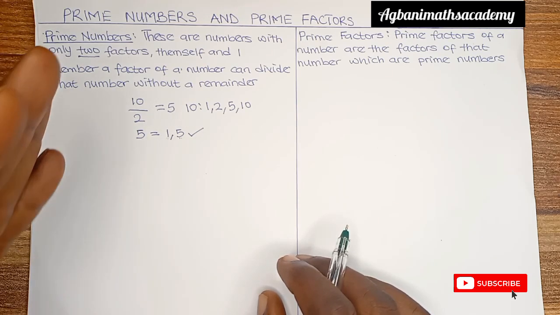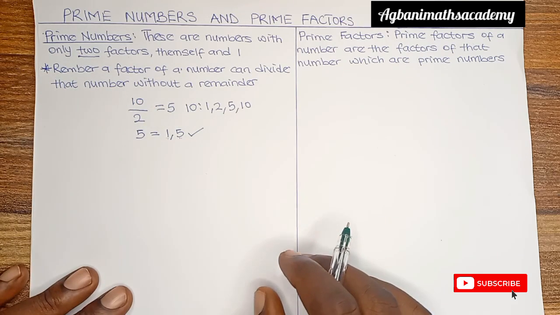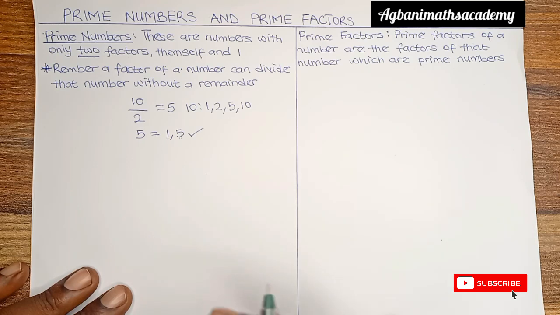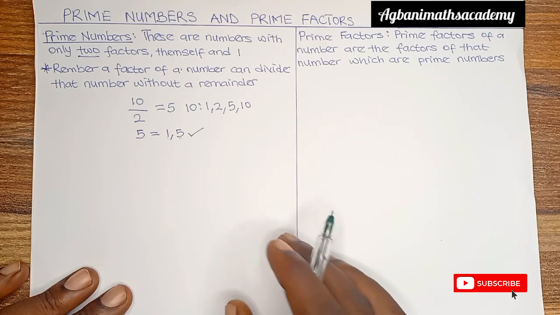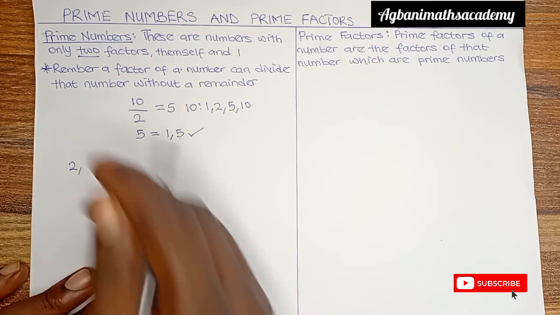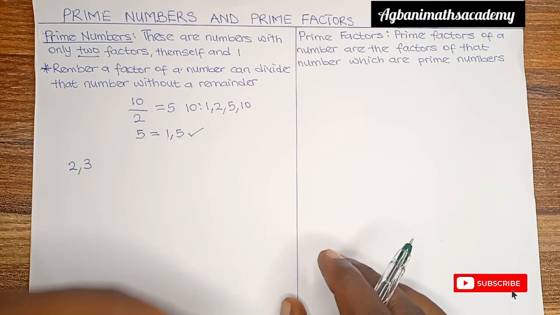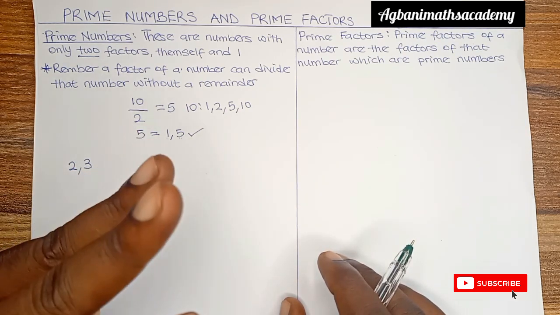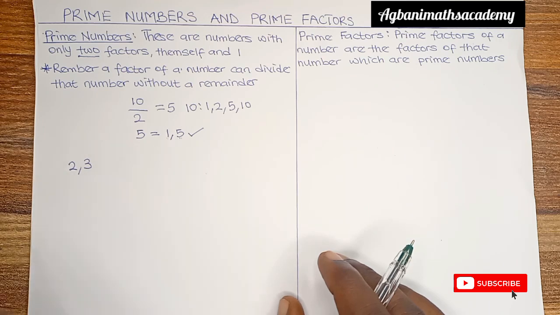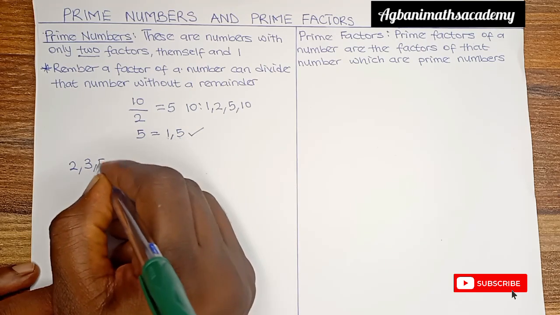So if you want to call out all the prime numbers between 1 and 20, let's look at it. Is 1 a prime number? No. What about 2? The only two numbers that can divide 2 without a remainder are 1 and itself. So 2 is a prime number. What about 3? 3 is a prime number. Is 4 a prime number? No. 3 numbers can divide 4 without a remainder: 1, 2, and 4. So 4 is not a prime number. What about 5? We have established the fact that 5 is a prime number.